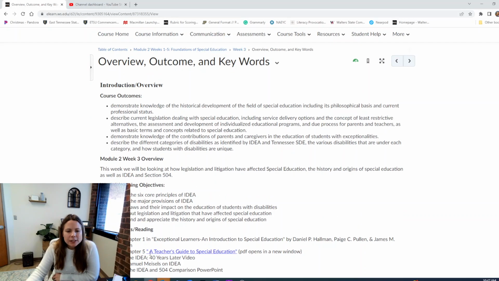So these learning objectives are really going to meet our course outcomes. The course outcomes that we have for our course are listed up here.